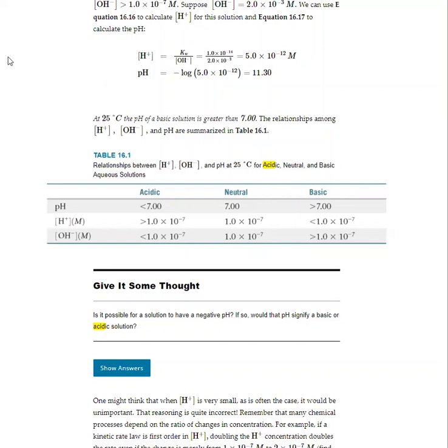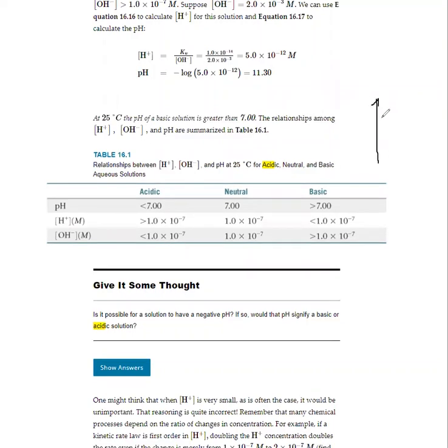So just know that if I were to draw a number line here of 0 to 14, this would be acids, bases, and then right in the middle would be neutral. It sometimes helps to draw that out if you can't visualize that. Okay.